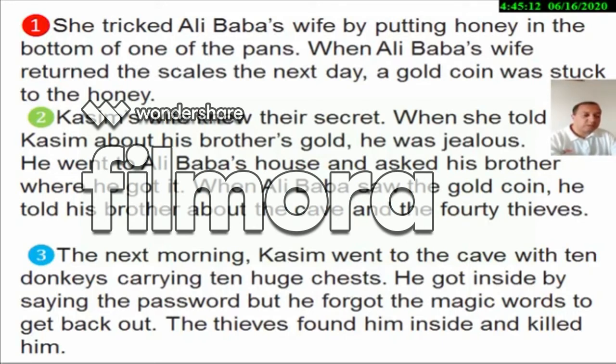Now, the first passage starts from the words "she tricked" till "the honey." The second passage starts from the words "Qasim's wife" till the words "40 thieves." While the last, third passage in this lesson will start from the words "the next morning" till "kill him." So let us get the first passage.